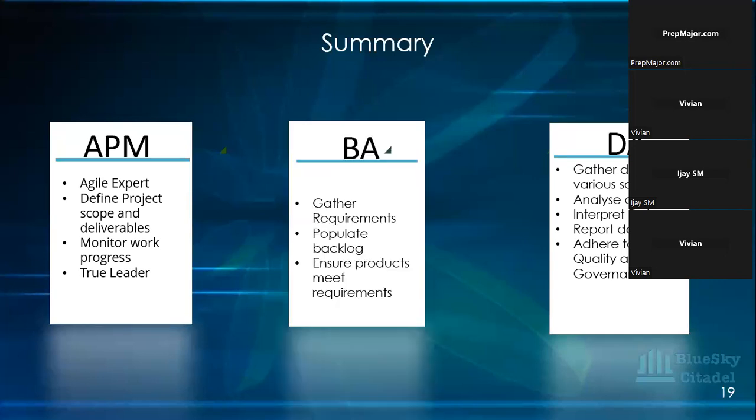So the BA, they're the ones that gather the requirements, populate backlog, ensure product meets requirements. They are also the ones that break them into user stories so that they are able to be worked on effectively.